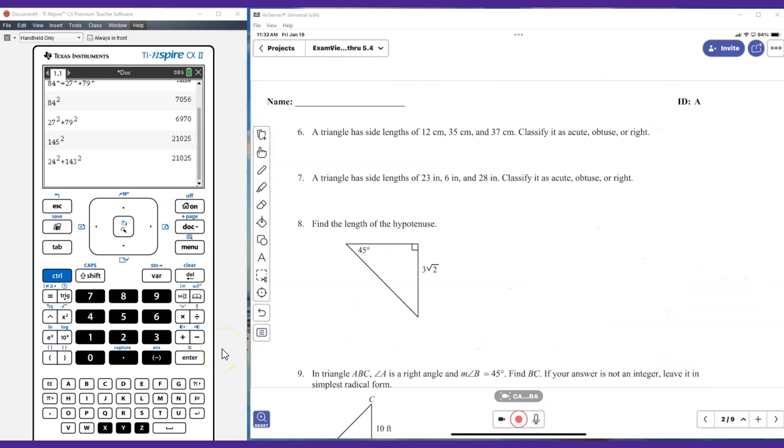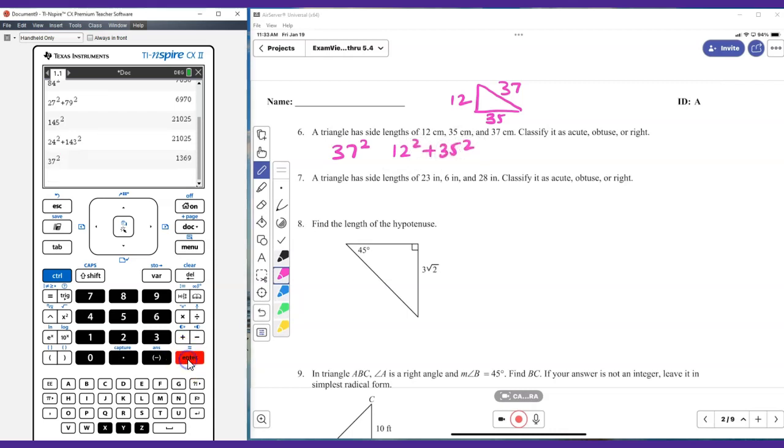So this is what I said earlier. You're going to make a triangle, and this is 37, 35, and 12. And we have to determine if it's acute, obtuse, or right. So we have 37 squared, and we have 12 squared plus 35 squared. It's equal. So this tells us it's going to be a right triangle.